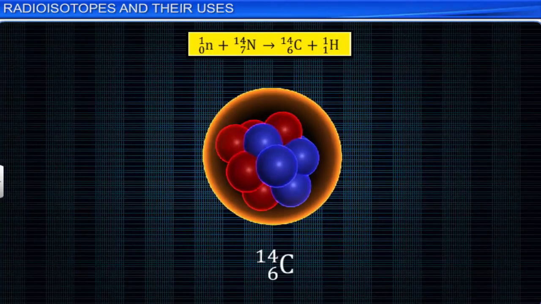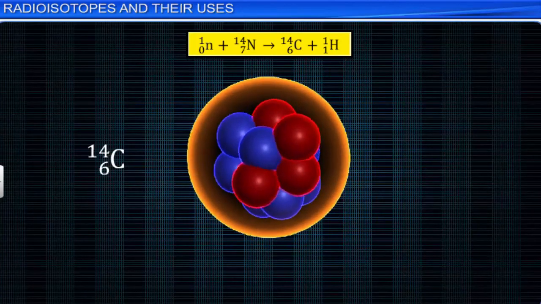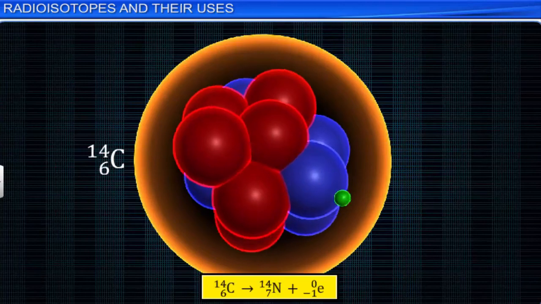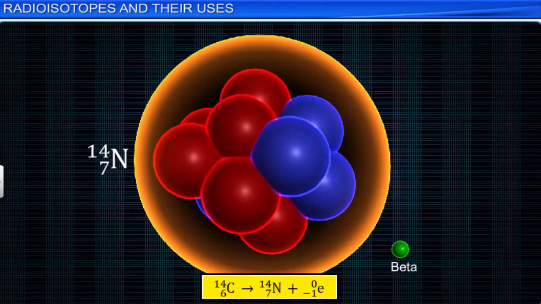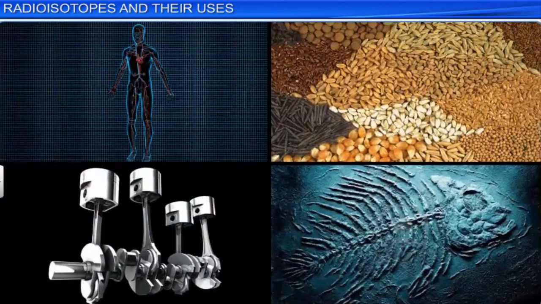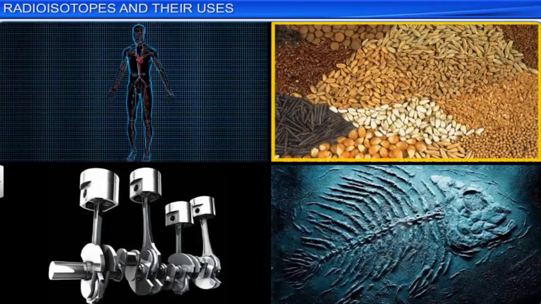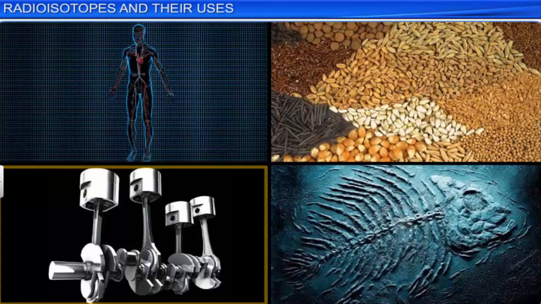Carbon-14 is unstable and exhibits radioactivity. It emits beta particles and converts back to nitrogen to acquire stability. Radioactive isotopes find many applications in different fields, including medicine, agriculture, and industry, and in carbon dating.